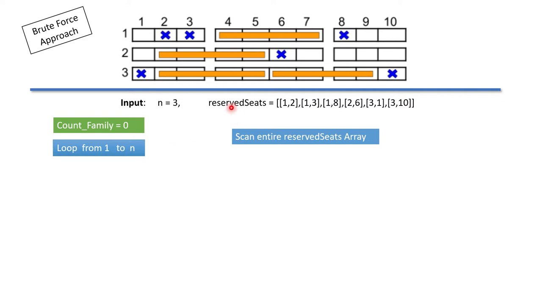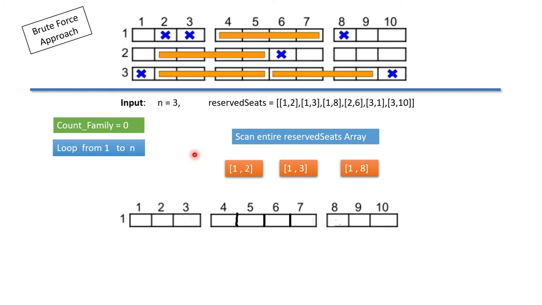So now in this case, if we scan through the reserved seats array, then for row 1 we will get 1, 2, 1, 3 and 1, 8. These 3 seats are already occupied. So you can see from this picture also, 2, 3 and 8 are blocked. So then what we have to do is, this is the seat and we have to book this 2 here, then 3 here, then 8 here.